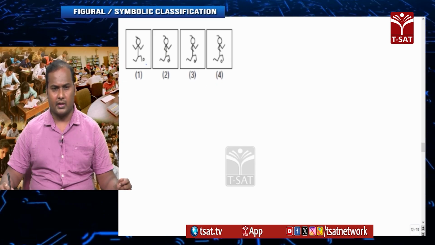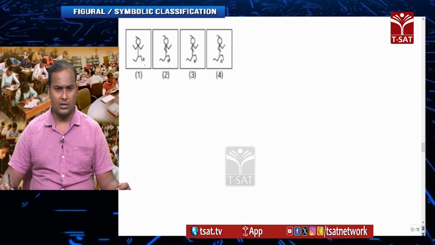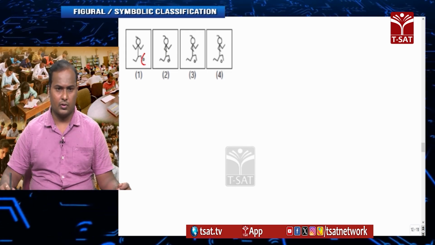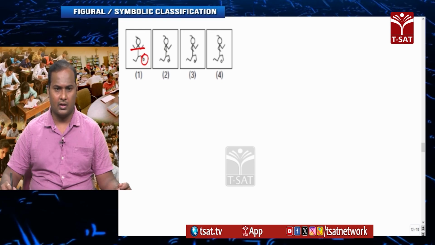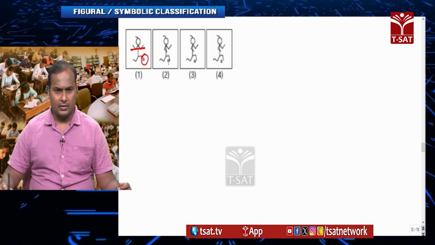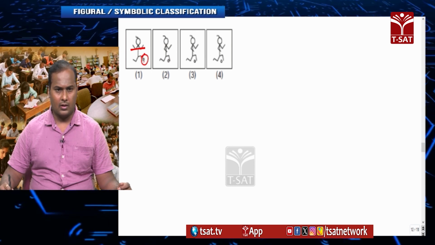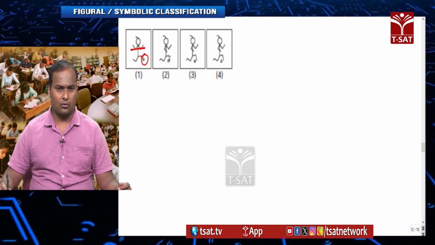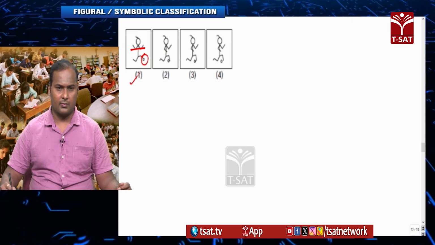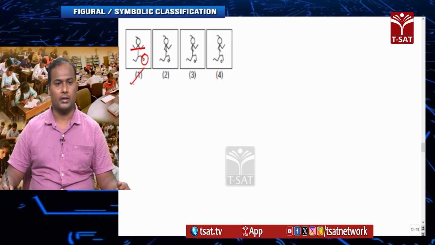What I can observe is 2 things. One is the position of the ball, and the second is the position of hands. So 2 things are changing. In figure 1, the ball is in front of the leg. In case of figure 2, the ball is before the leg. Here also before the leg, here also before the leg. So your answer is option 1. Directly I can get the answer.